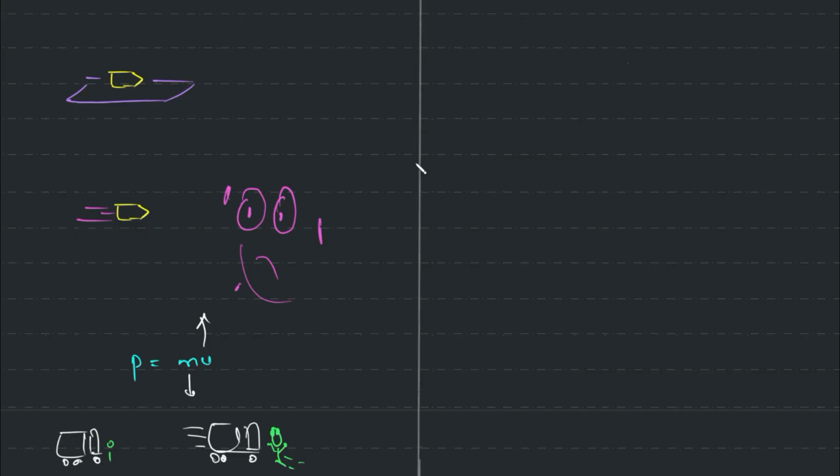Now, similar to this quantity, we have angular momentum. Basically, it tells us that if something is spinning, how easy or tough it is to stop it or spin it more. Or if it's at rest, how difficult it is to spin. How difficult it is to change the amount of spin.